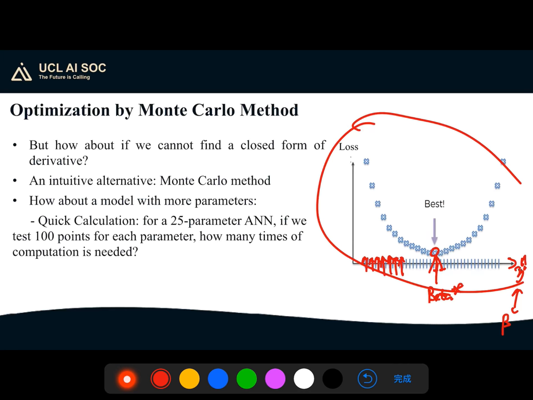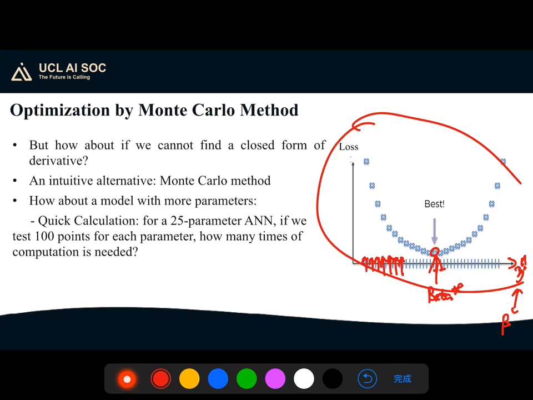But if we take 100 points here, that is very computationally expensive, okay? Let me clarify that. Some of you may have a question: why is 100 times of computation a problem, when then we have the best parameters? That's a good deal, right? But in fact, that is only one parameter here. If we have 25 parameters, for example, let's have a quick calculation here. For a 25-parameter ANN, artificial neural network, if we test 100 points for each parameter, how many times of computation are needed?